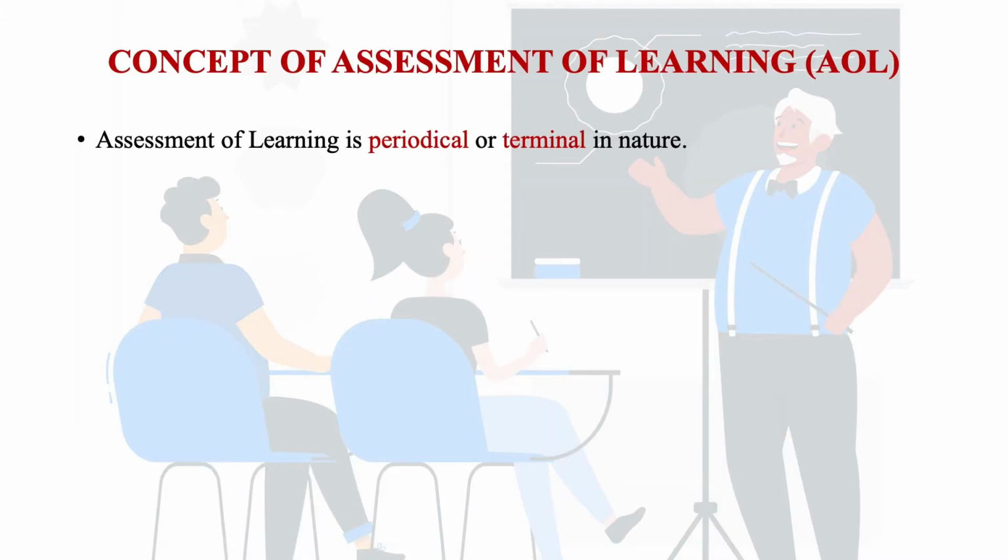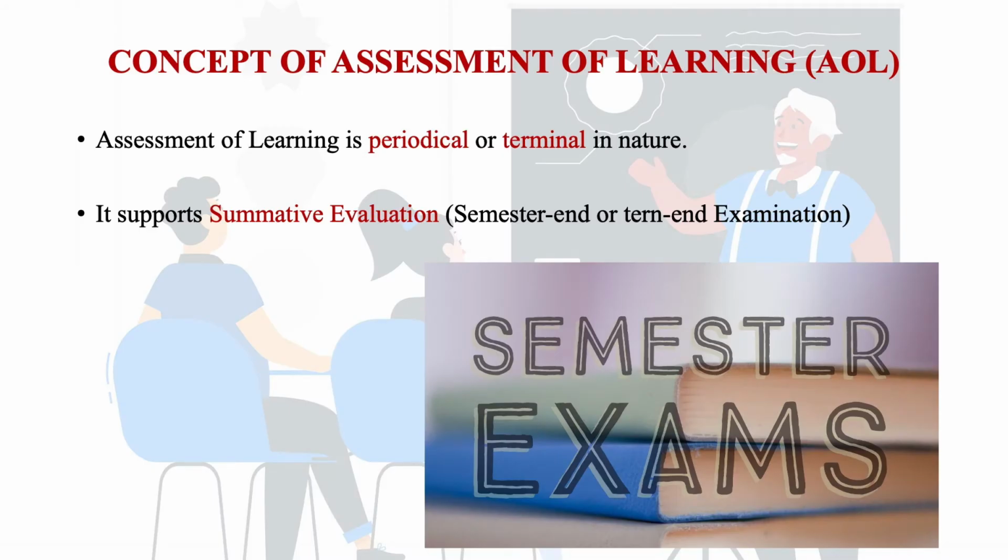Assessment of learning is periodical and terminal in nature. I have already said that after completion of a period, it may be a quarter, it may be 3 months of time, or it may be 6 months, a semester, or it may be a year also. So, after completion of a period or a term, we conduct assessment of learning. Then further it supports summative evaluation, that means the evaluation that we conduct after completion of a semester or after completion of a term. That is called summative evaluation.